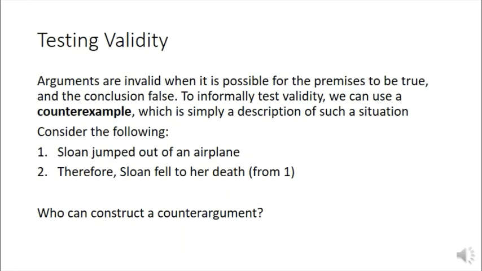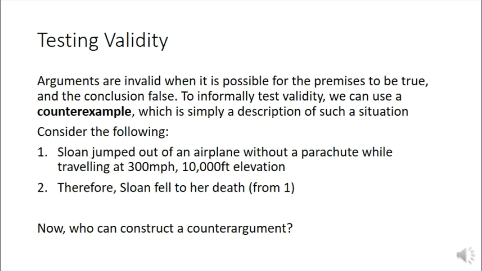And when we want to test whether an argument is valid or invalid, what we should do is construct a counterexample. This is an informal test, but we simply describe a situation where the conclusion is false given true premises. So in this example, Sloane jumped out of an airplane, therefore Sloane fell to her death. Take a minute and try to construct a counterexample. Well, what if the airplane was on the ground? Then Sloane probably didn't fall to her death.